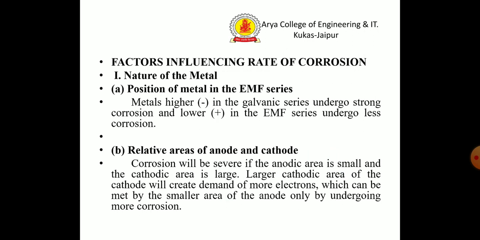And the second is the relative areas of anode and cathode. Corrosion will be severe if the anodic area is small and the cathodic area is large. The large area of the cathode will create a demand for more electrons, which can be met by the smaller area of the anode only by undergoing more corrosion.